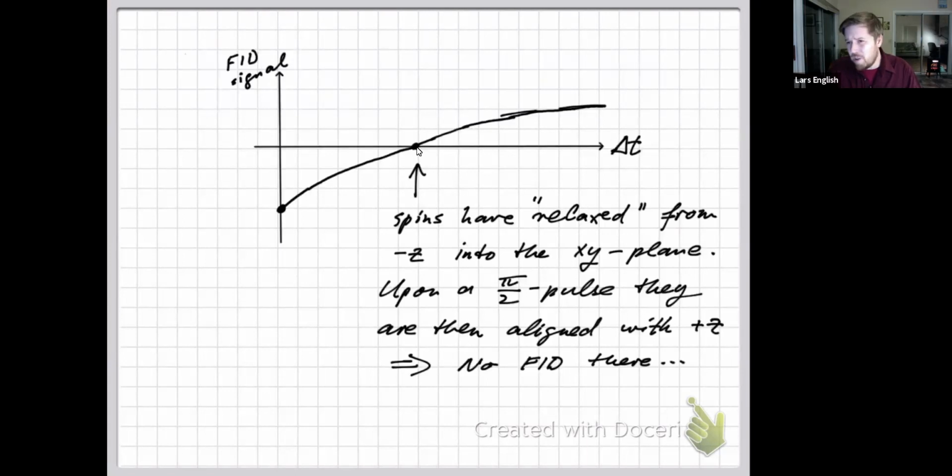Basically, you just have to locate this point here. Where does the FID signal actually vanish? How long do you have to wait?